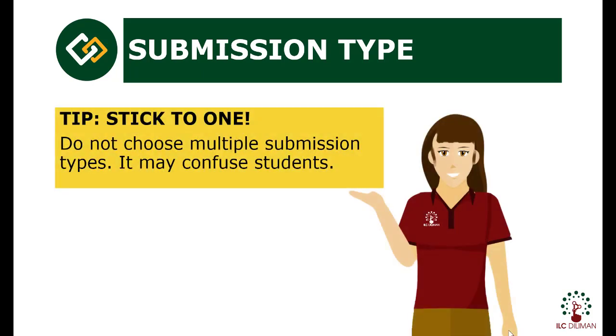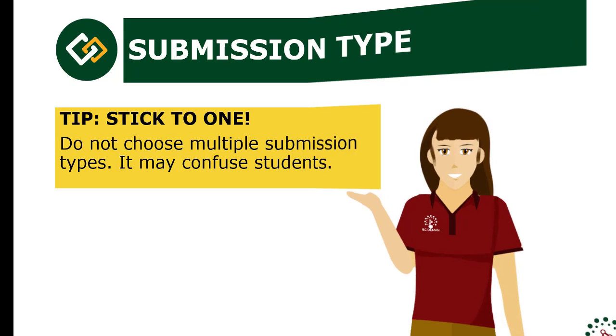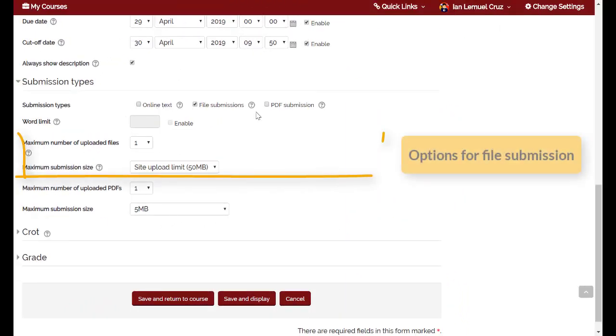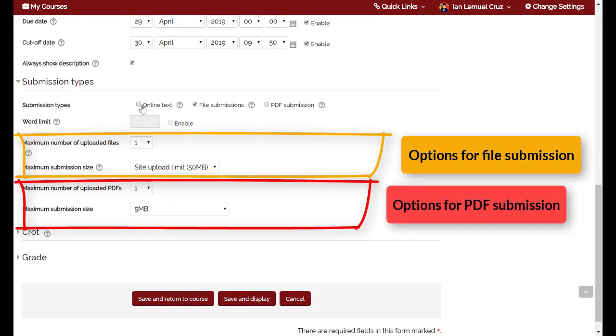Take note, to prevent confusion among students, it is best to choose at most one submission type only. Also, the first set of options applies to file submission type, while the last 2 options apply to PDF submission type.